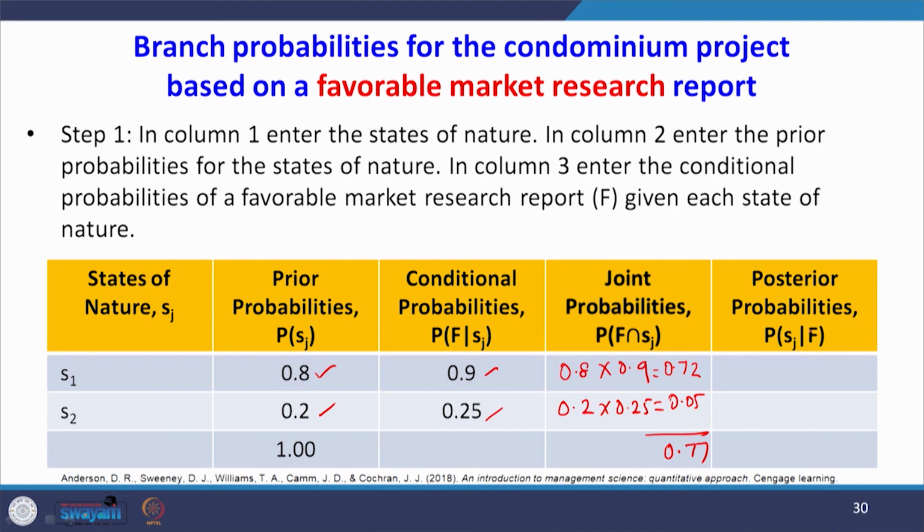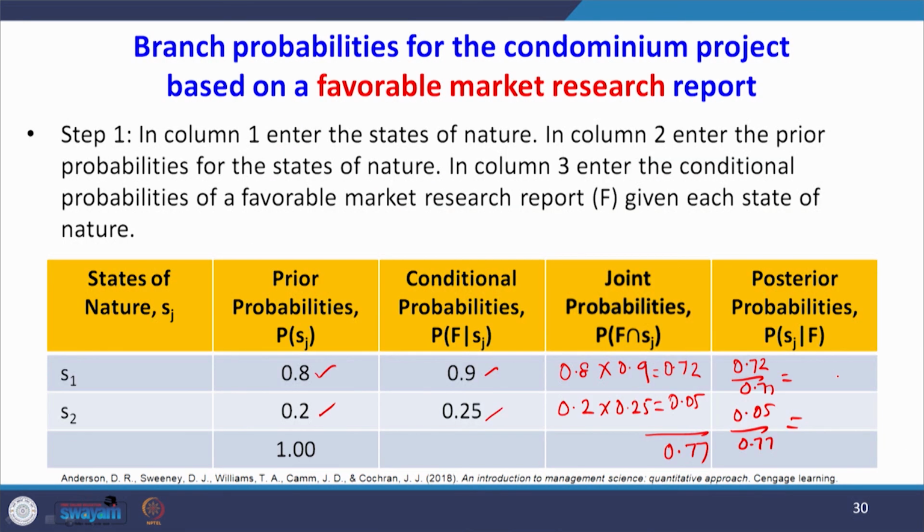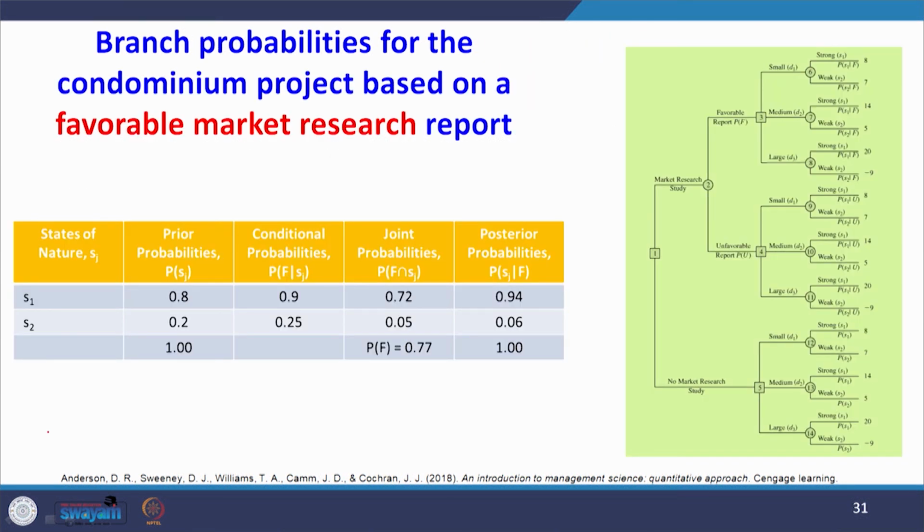To find the posterior probability, 0.72 upon 0.77, then 0.05 divided by 0.77, gives 0.94 and 0.06. Now, we have got the final result. What is that? P of S1 given F is 0.94, P of S2 given F is 0.06. So, this value is nothing but this value.